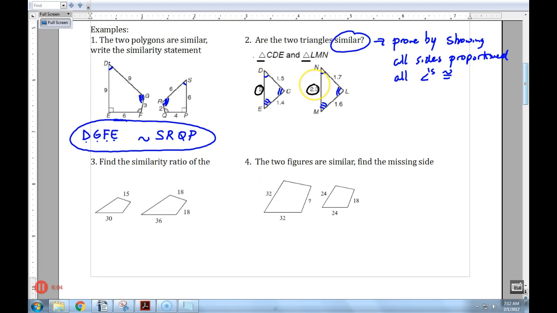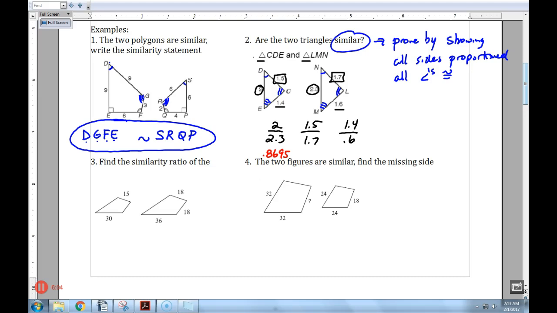So I'm going to do 2 is to 2.3. I have that set. And then I'm going to do 1.5 is to 1.7. And then I got to look at 1.4 to 1.6. And I got to ask myself, are these sides in proportion? Well, one way I can check is that I could change those all to decimals. So I'm going to punch in my calculator 2 divided by 2.3. And I get 0.8695 and some other stuff.